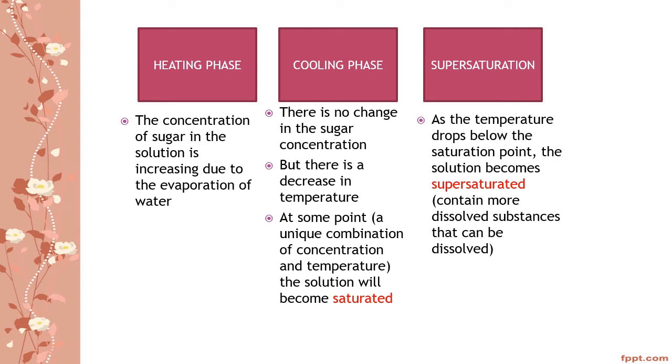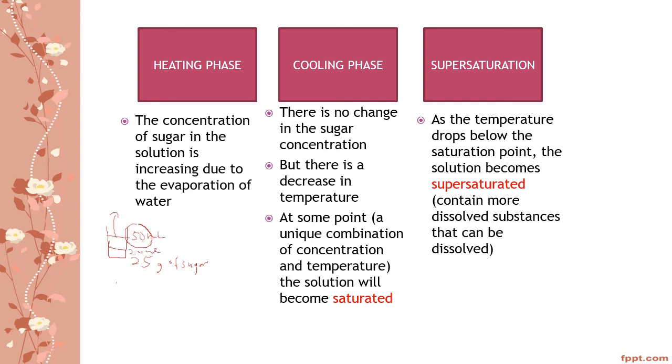So first one, the concentration of sugar in solution is increasing due to evaporation of water. Okay, let's say you have sugar here. This is your water, 50 ml water, and you have 25 gram of sugar. You heat this, and then some water will evaporate. You heat it until the minimum amount of water is left to dissolve the sugar. Let's say you heat until it becomes like 20 ml.